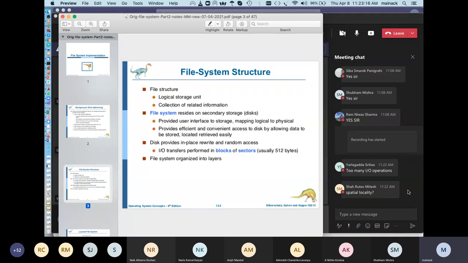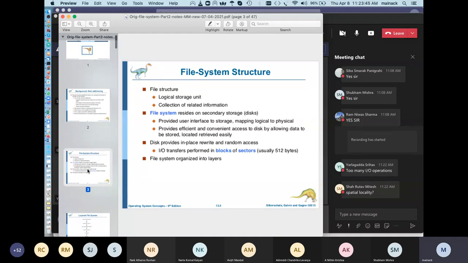Because, Srihash, if in a block you are putting data from multiple files, then either you have to do too many I/O operations on the same block for accessing multiple files, or you will be losing a huge portion of each block because there is not enough data to write. So this is based on the idea of spatial locality. And of course, bulk write works because of the idea of spatial locality.